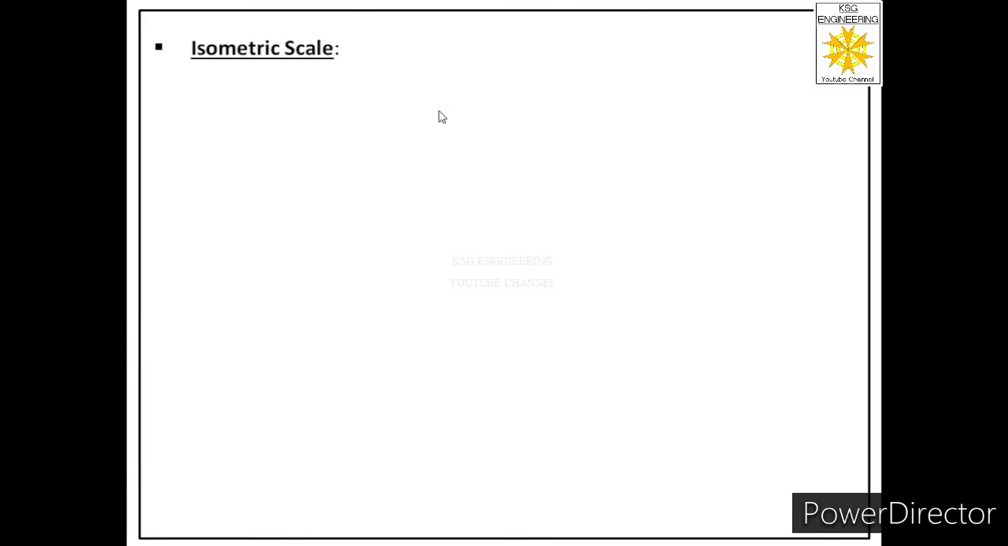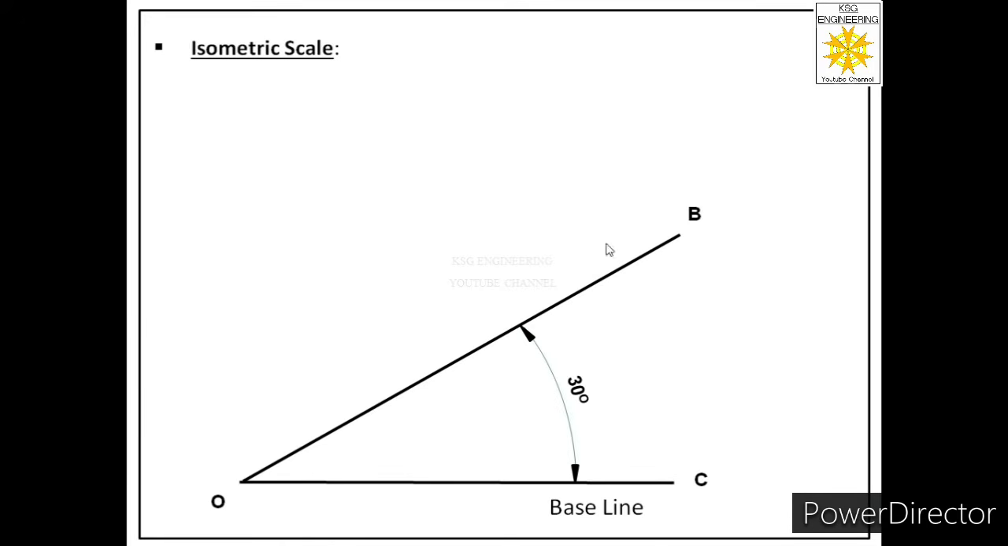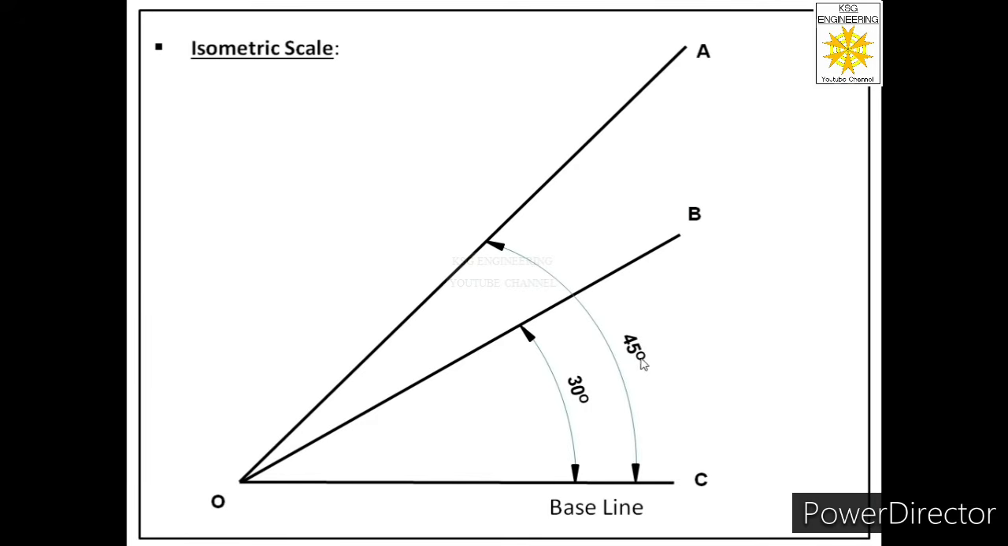Now we'll learn how we can obtain isometric scale on paper. So we will use the same procedure which we have learned in the previous slide. First of all, we will draw a baseline. Let us call it OC. Then we will put protractor at this end and we will sketch a line at 30 degrees and we'll call it OB. So this is isometric length. And then again we will put protractor at this point and we will draw another line, but this time at an angle of 45 degrees. So let us call this OA. So this is true length.